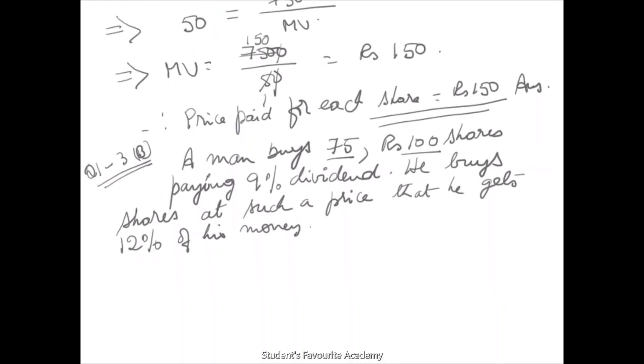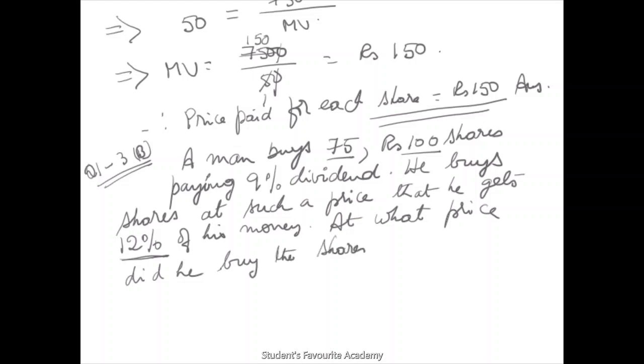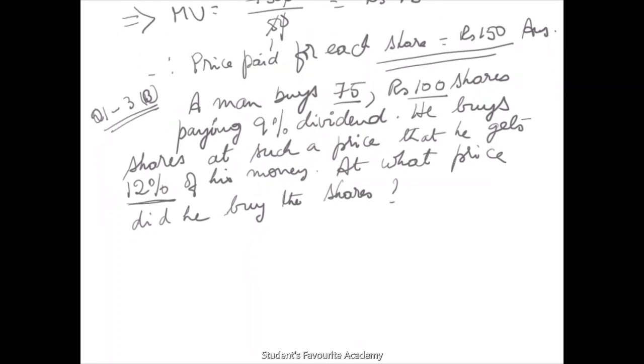Okay. He buys shares at such a price that he gets 12% of his money. So that means this is the return percent of his money. At what price did he buy the shares? Okay, that is the question. At what price did he buy the shares? That means we have to find out the market value.